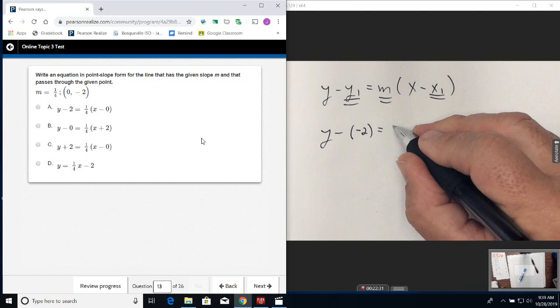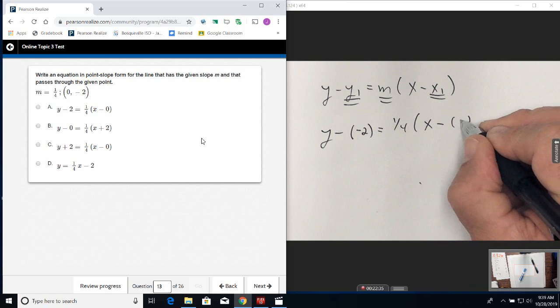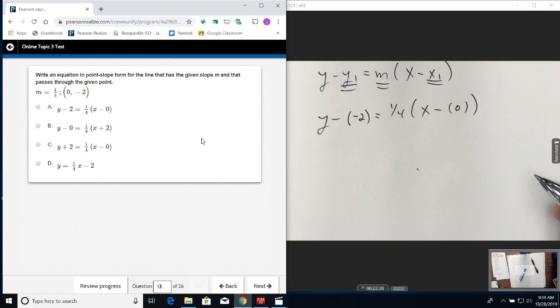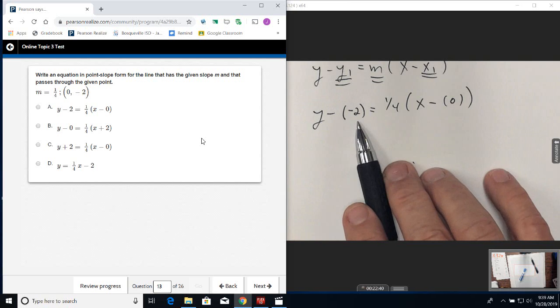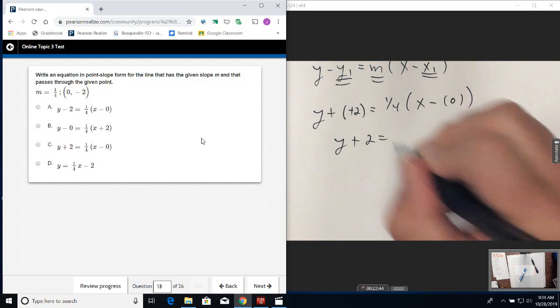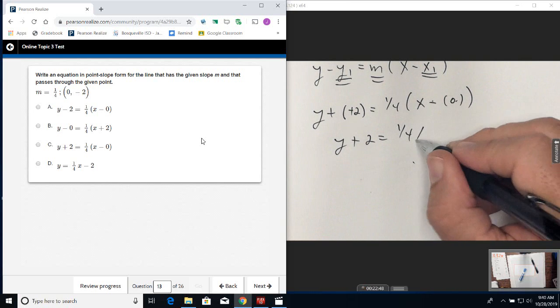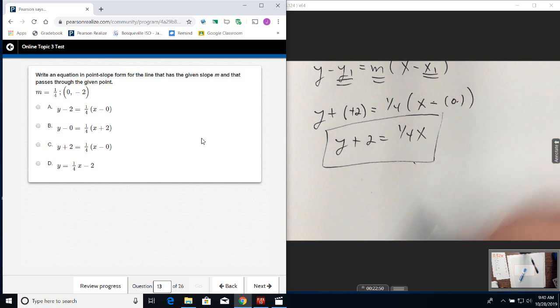So this would be y minus the y-coordinate, which is what of the point that's given? Is equal to the slope times x minus the x-coordinate, which is 0. And then simplify. Y minus a negative 2, our rule is to add the opposite, so that becomes y plus 2, is equal to 1/4 times x minus 0, which is just x. There you go. That's what it could look like if you simplified it down.